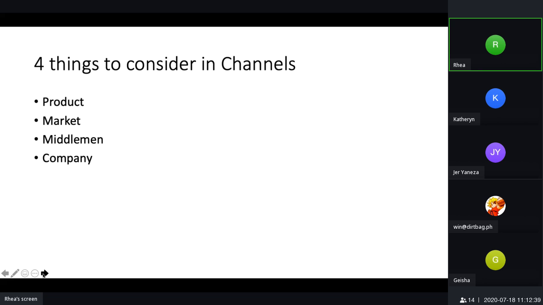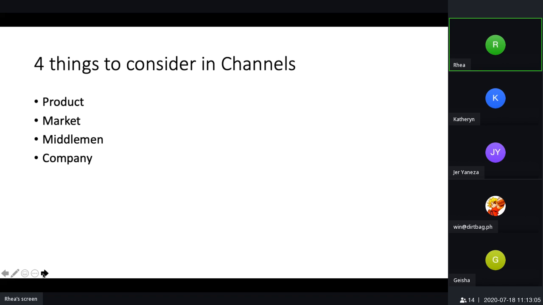You also need to consider what we call middlemen, because some companies tend to have a middleman so that they can just drop everything to the middleman, and the middleman would be the one to distribute to our customers. That can be okay, but you also need to look at how the middleman would be beefing up the price for our product or services.